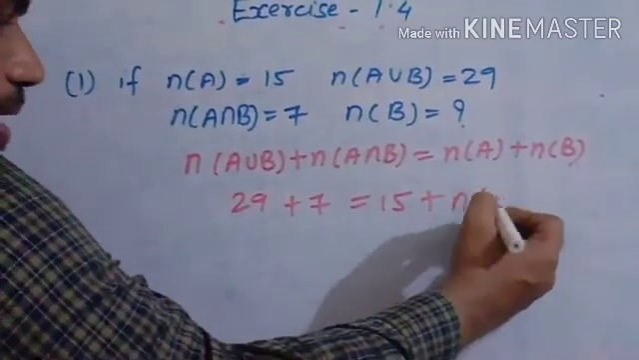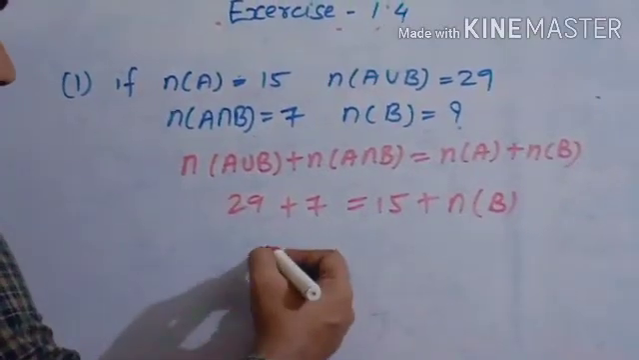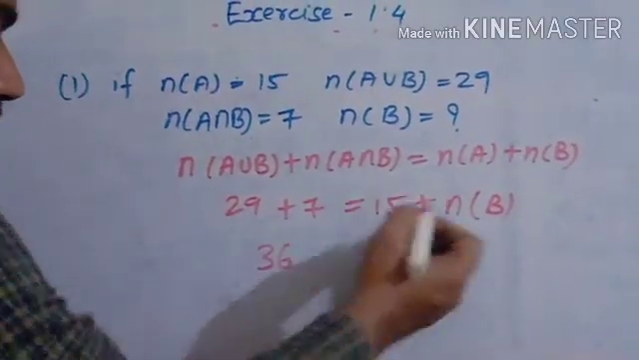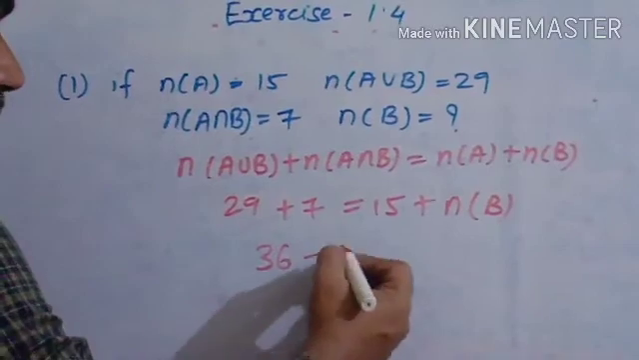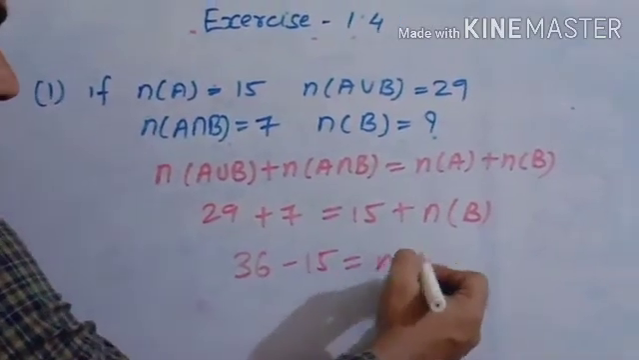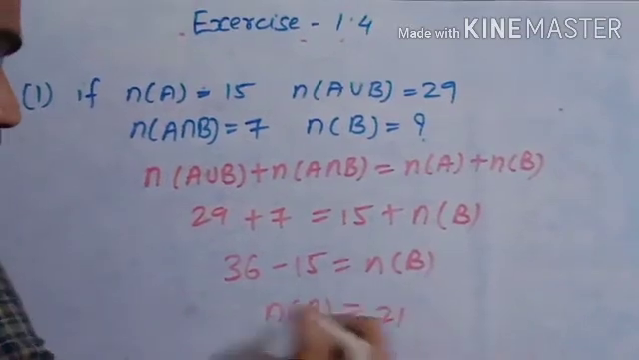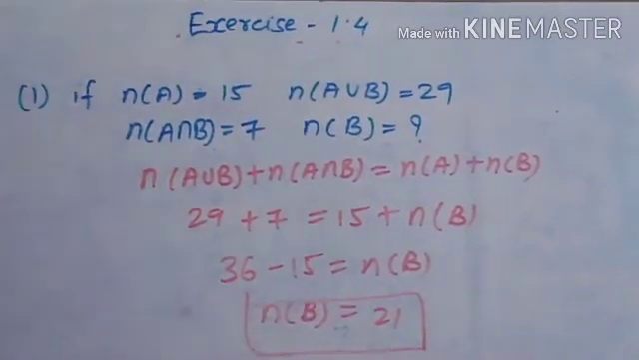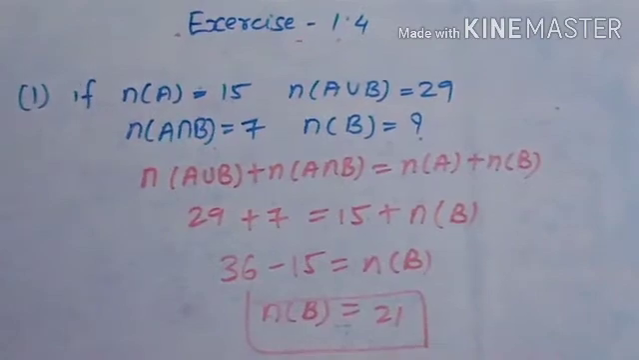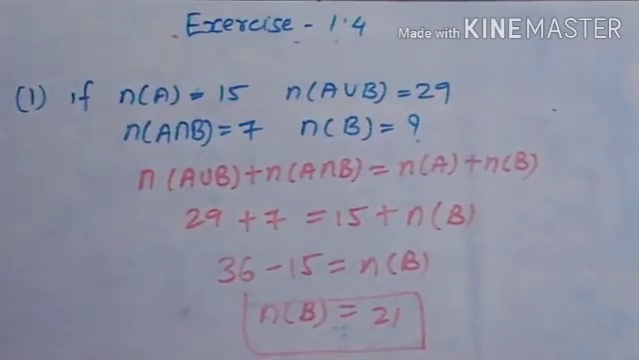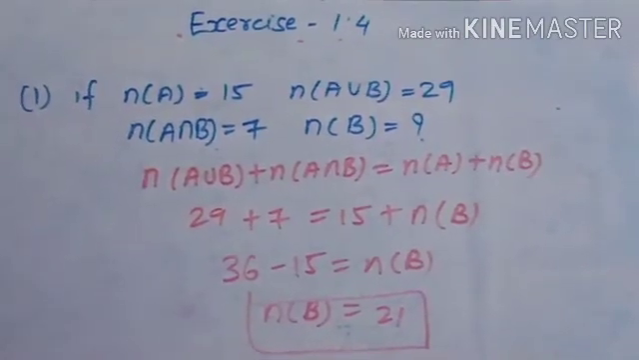Number of B is equal to what? 29 plus 7 is 36. 36, and 15 comes over here, minus 15, is equal to number of B, and number of B is equal to 21. Number of B is equal to 21. So simple, this question. This question will come in the exam for 2 marks.